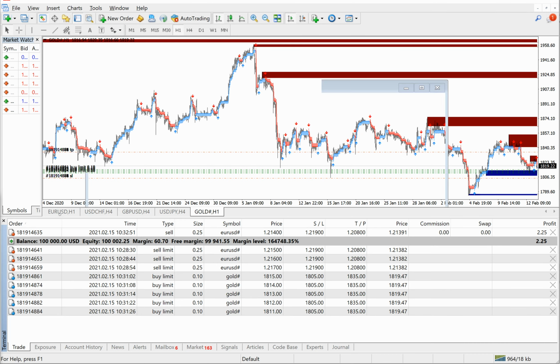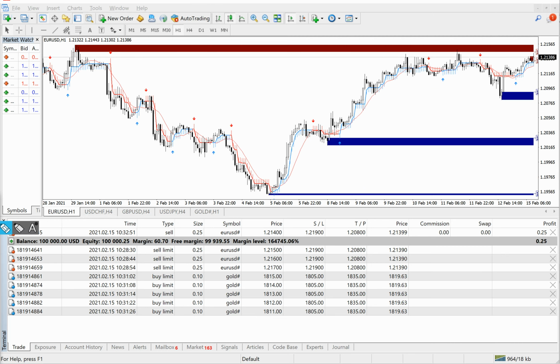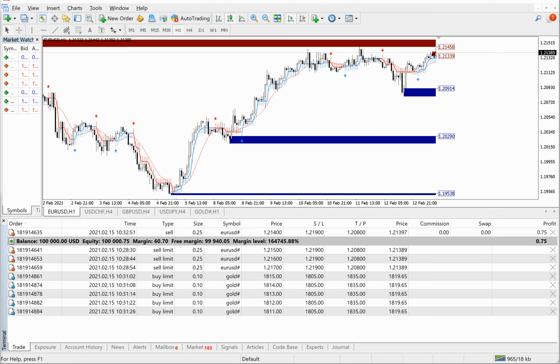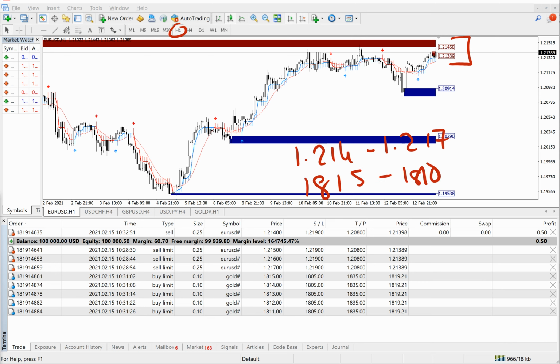Not only this, you can check for Euro USD, where you can see that at price 2140 near our support demand and our trend indicator both have given the indication for sell in the time frame of H1. So this is the reason we have sent those levels of 1.2140 and 1.2170 on Telegram channel and 1815 to 1810 for gold.